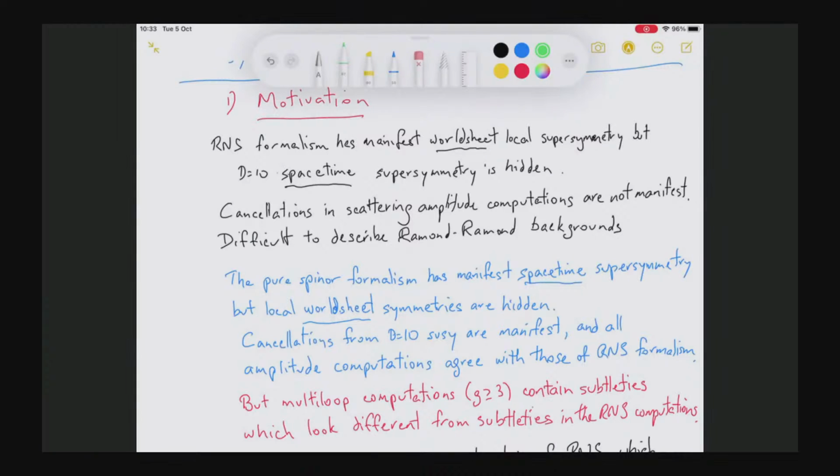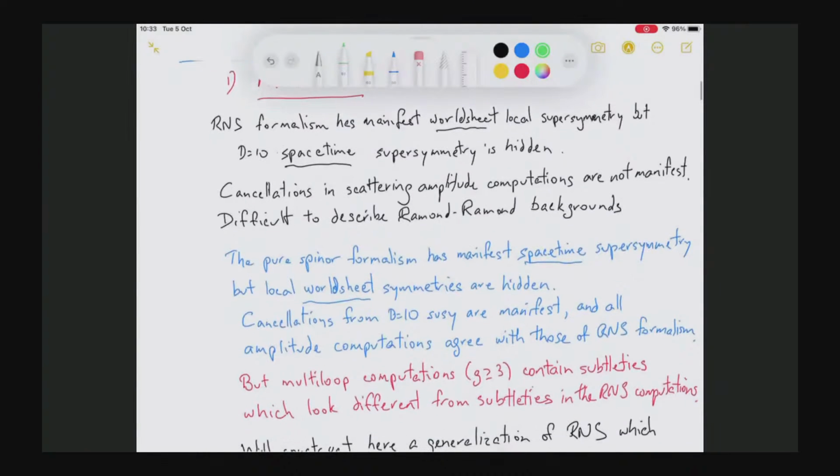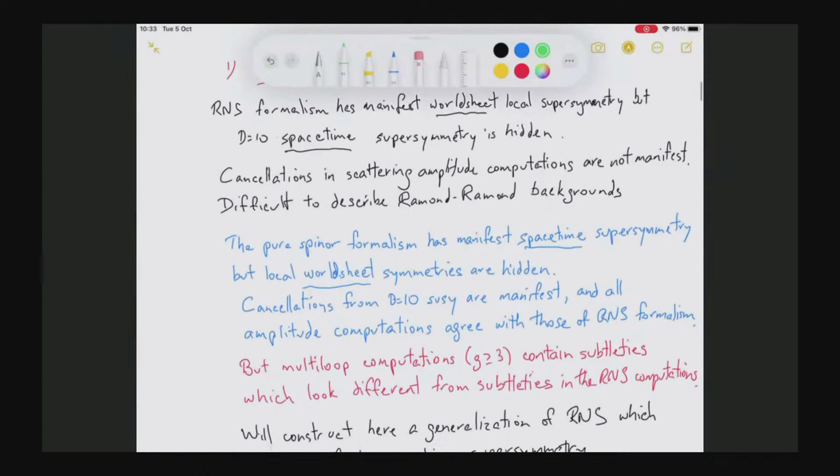So the pure spinor formalism is in some senses the opposite. The spacetime supersymmetry is manifest, but the local worldsheet supersymmetries, although they're present through a BRST operator, are hidden. They're certainly not manifest. And the cancellations from the supersymmetry are manifest, but as I said, there are some subtleties coming in multi-loop, which, although there are some tools for trying to deal with them, certainly are not well understood.